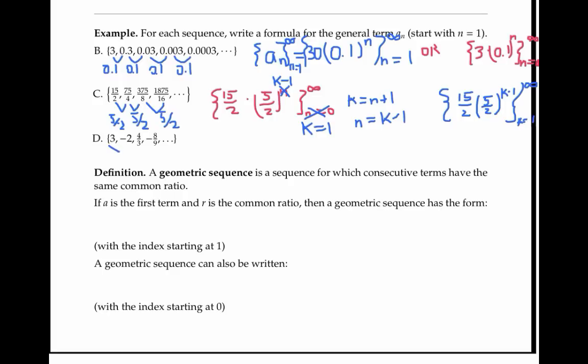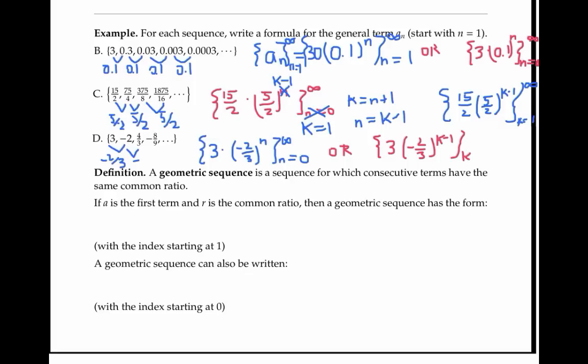The third example has a common ratio of negative 2/3. So we can write it as the initial term of 3 times that ratio, negative 2/3, raised to the nth power, where n starts at 0. Or, as above, we can write it as 3 times negative 2/3 to the k minus 1, where k starts at 1. Sometimes people like to write the negative 1 separately. The negative 1 to the power makes the series alternate between negative and positive terms.